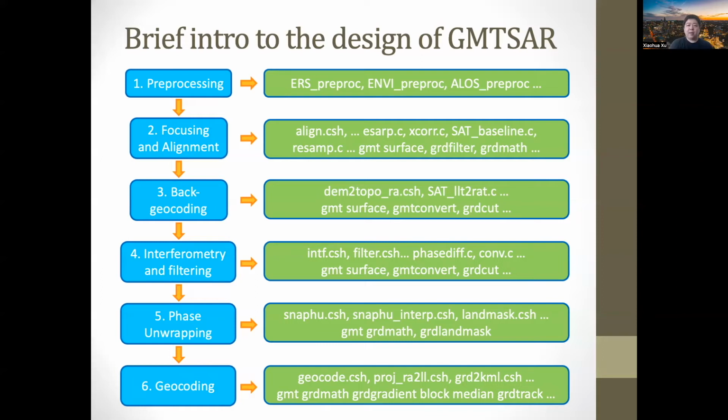The third step is called back geocoding. It is a step to project the topographic information into radar coordinates.